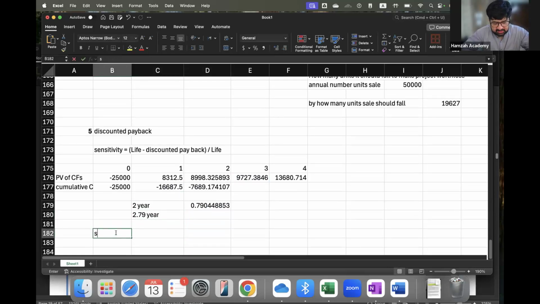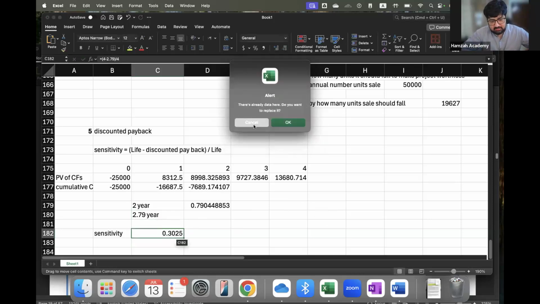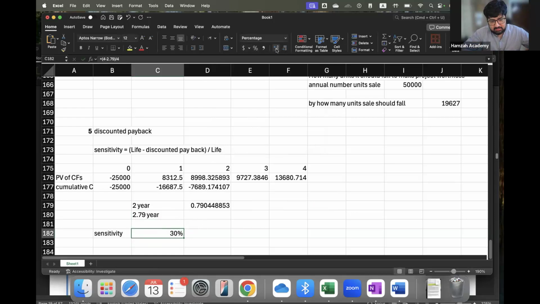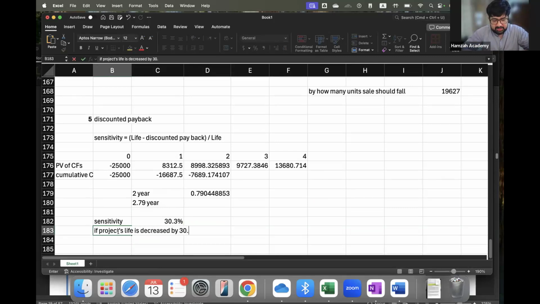So sensitivity, we can calculate. Full life is 4 years. 4 minus 2.79 divided by total life, 4. So if the project's life is decreased by 30.3%, NPV will become 0.